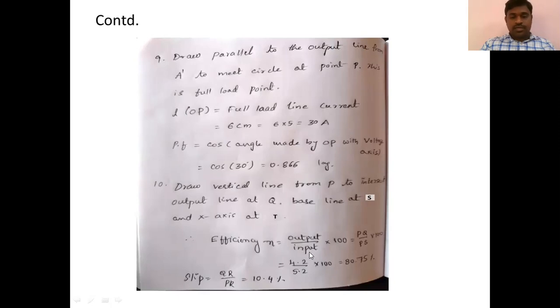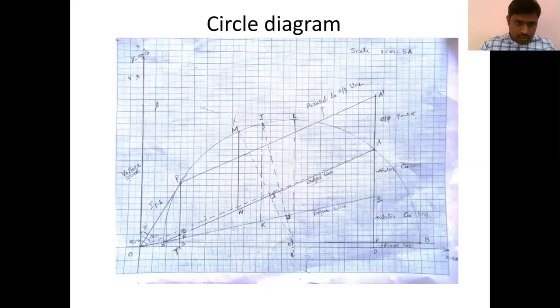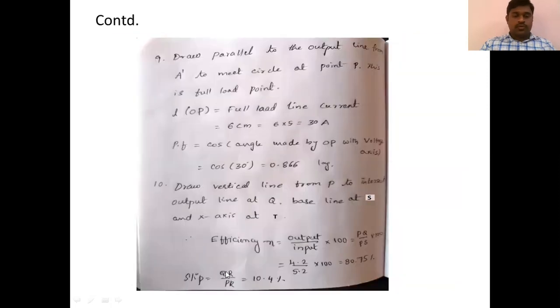So efficiency is output by input. Output is PQ and input is PT. So PQ by PT into 100. Like this you can calculate the efficiency. And slip is the rotor copper loss to the rotor input. Rotor copper loss in the figure is QR, and rotor input is PR. So you will get the slip as QR to PR.